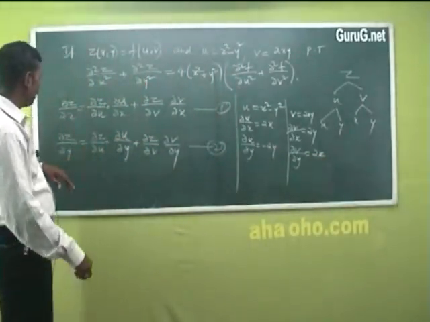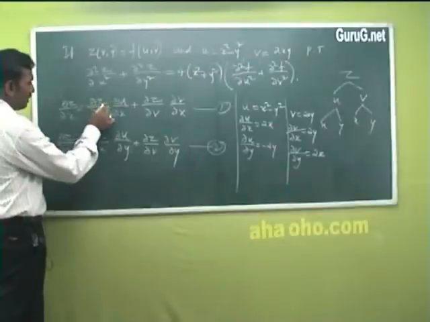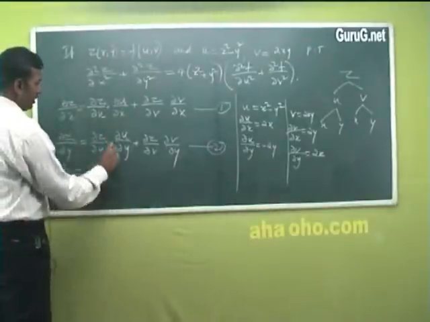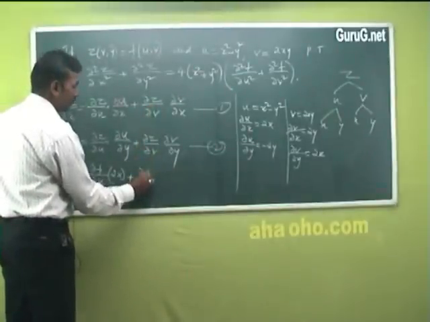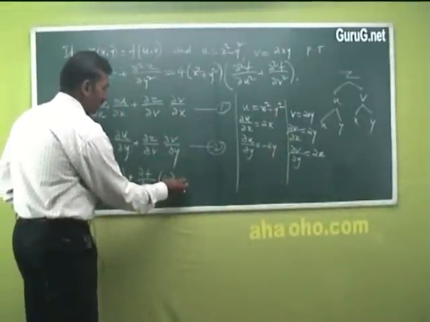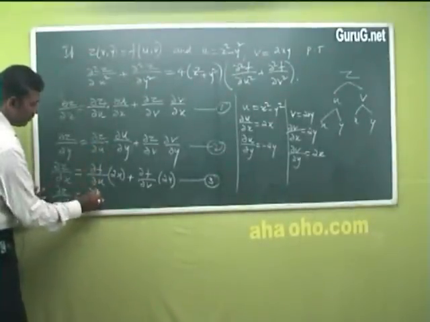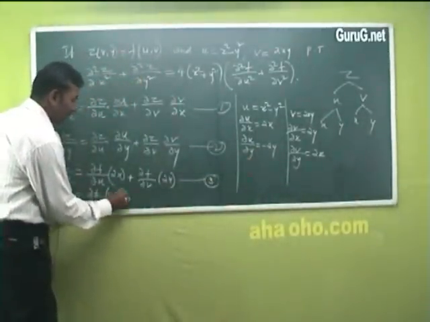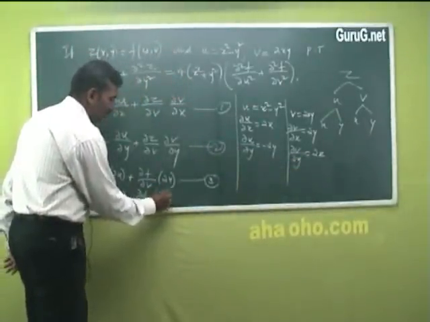We substitute these values in 1 and 2, and we get ∂z/∂x equal to, I can replace this z as what? Small f, right? So ∂f/∂u into ∂u/∂x. So ∂u/∂x is 2x. Then plus, this z as f, so ∂f/∂v into ∂v/∂x, 2y, right? And you take it as 3. And ∂z/∂y equal, you replace this z by f. So ∂f/∂u into ∂u/∂y, so minus 2y, plus ∂f/∂v into ∂v/∂y is 2x, right? So this is equation number 4.